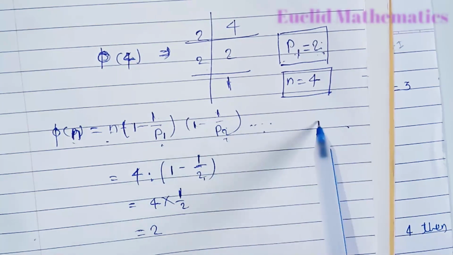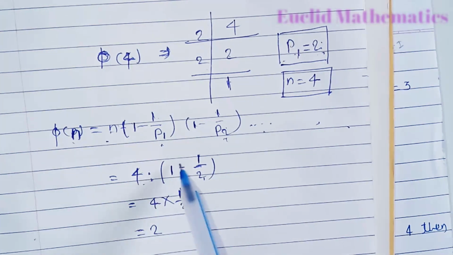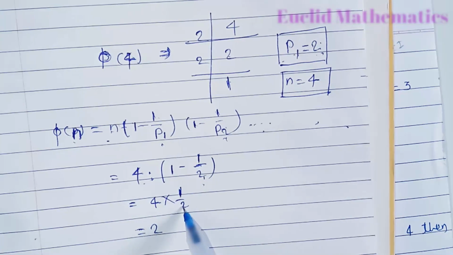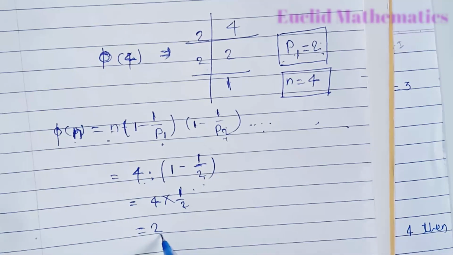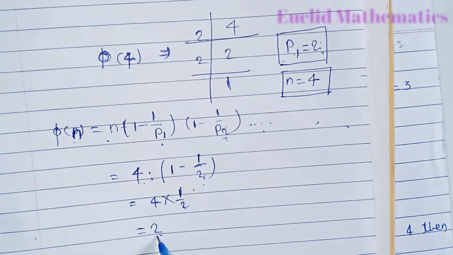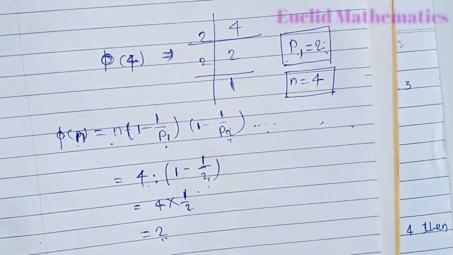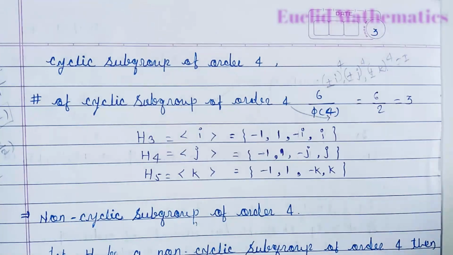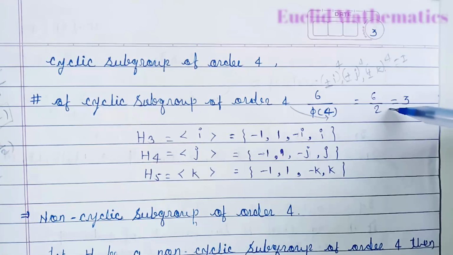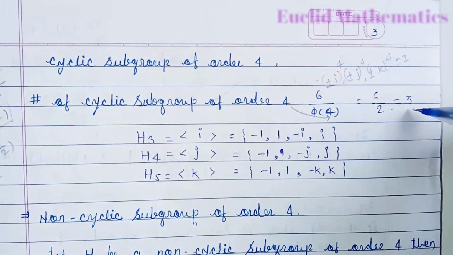So here n is 4, 1 minus 1 by 2. 1 minus 1 by 2 remains 1 by 2, multiplied by 4. So 4 by 2 is 2. That means phi of 4 is 2 by using the Euler phi function. Now let's go back to our example. In our example, 6 divided by phi of 4, which is 2, gives 6 by 2, which is 3.